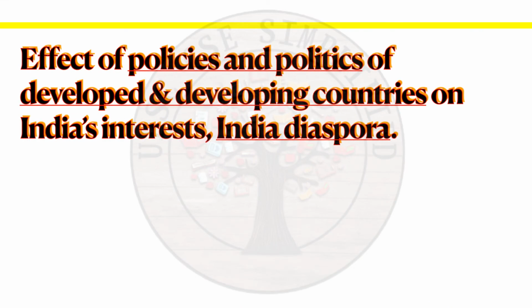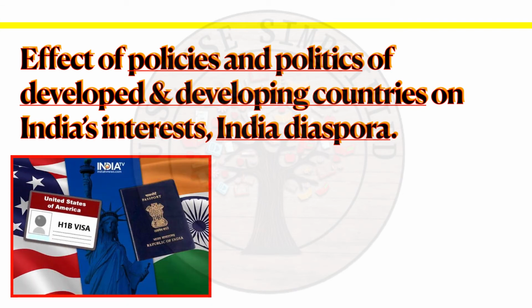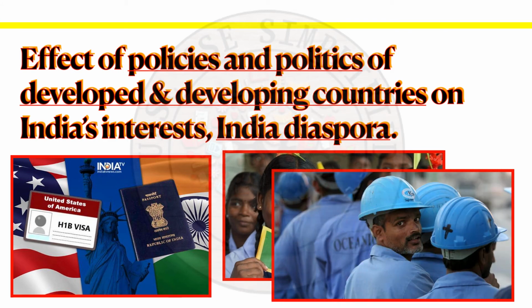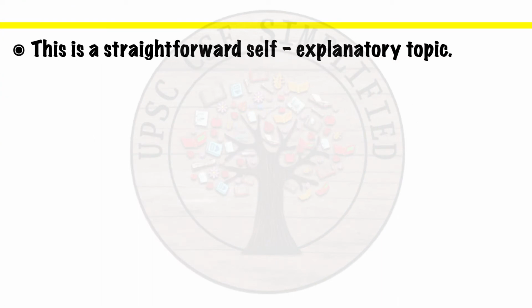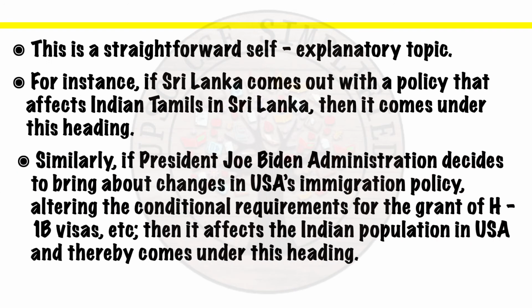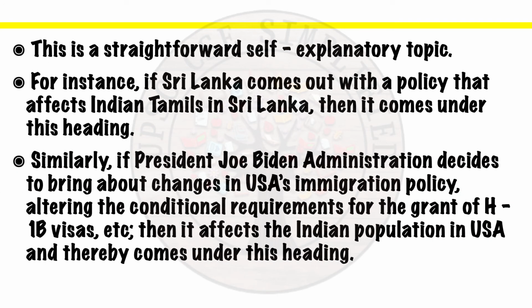Third topic comes as effects of policies and politics of developed and developing countries on India's interests, Indian diaspora. For example, issues like H1B visa, Indian Tamils in Sri Lanka or Indian migrants in UAE. This is a straightforward self-explanatory topic. For instance, if Sri Lanka comes out with a policy that affects Indian Tamils in Sri Lanka, then it comes under this heading. Similarly, if President Joe Biden administration decides to bring about changes in USA's immigration policy, altering the conditions requirement for the grant of H1B visa, etc., then it affects the Indian population in USA and thereby comes under this heading.